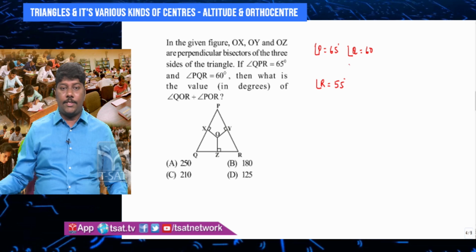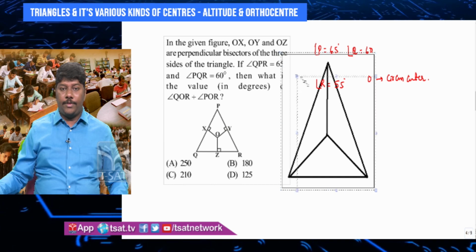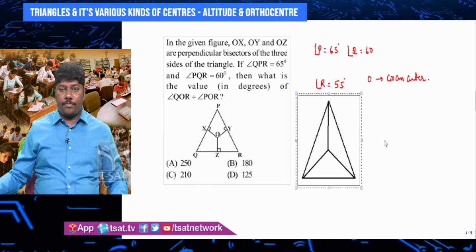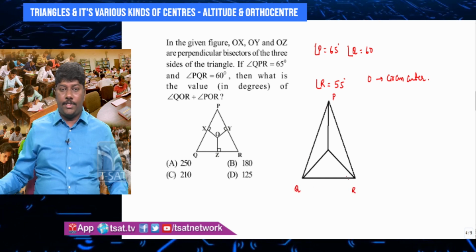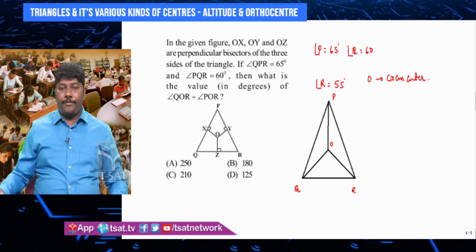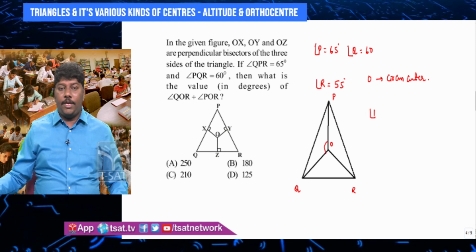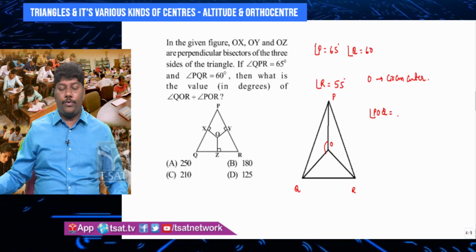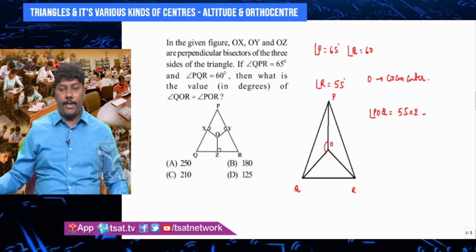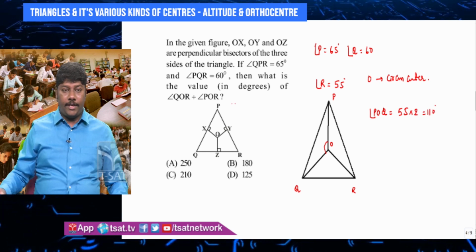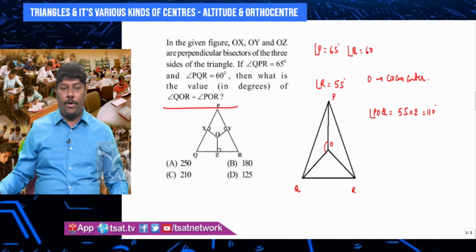These are perpendicular bisectors, therefore I would say O is circumcenter. I am getting the same figure here, but with different names. Let it be P, Q, R, O is the circumcenter. Slightly different. Here R is 55 means angle POQ is equal to twice of 55, that is 55 into 2, 110. If this is 110, he is asking you the value of QOR plus POR.